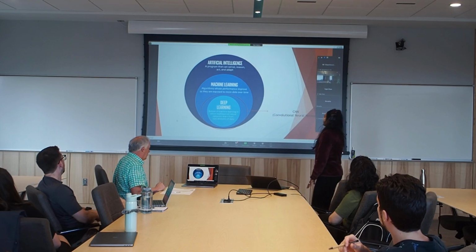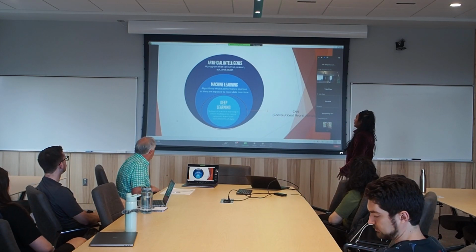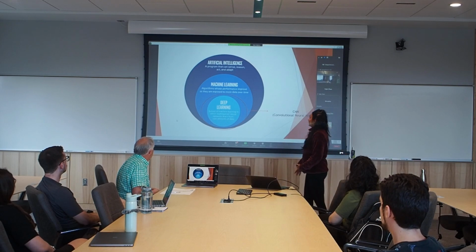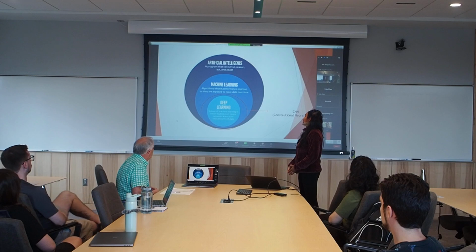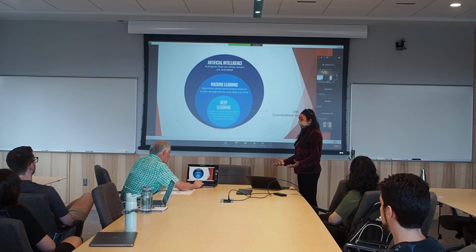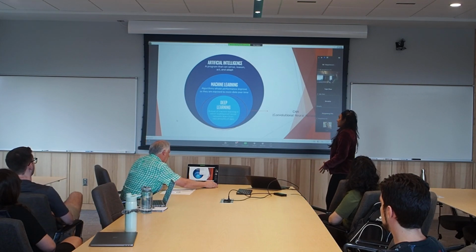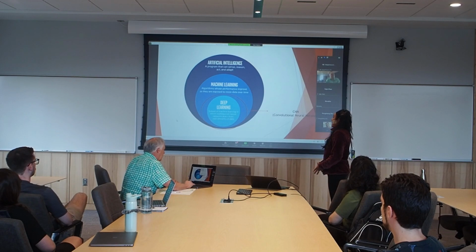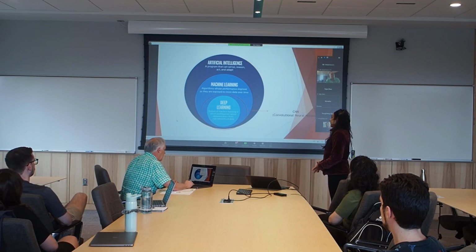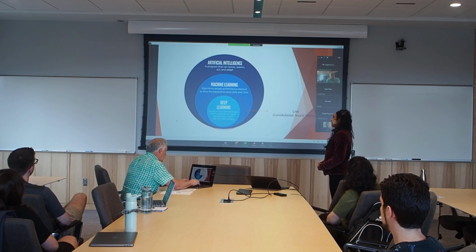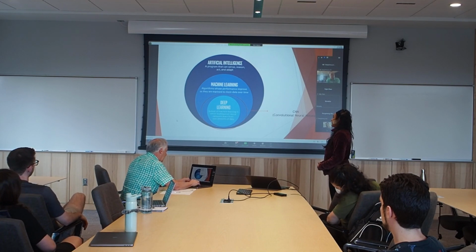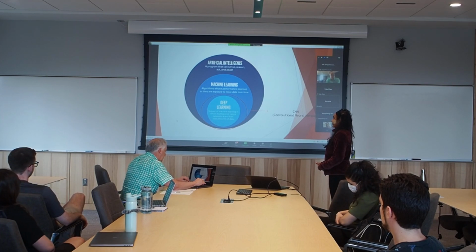So let us try to understand what is artificial intelligence. Artificial intelligence is basically a computer program that can sense, reason, act, and adapt. It's more automated. And under artificial intelligence is something called machine learning. Machine learning consists of various algorithms whose performance improves as they are exposed to more data.